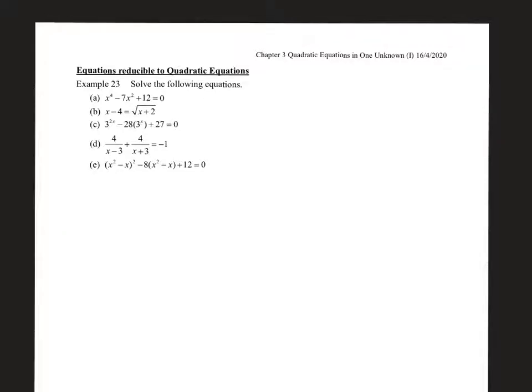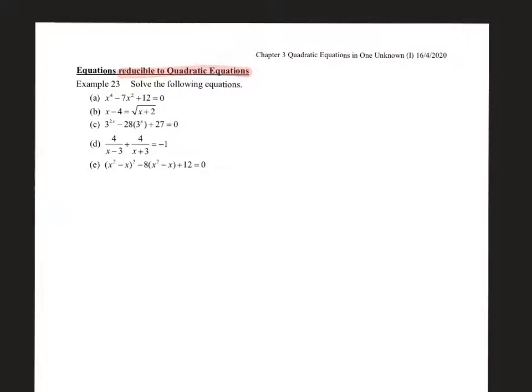The last part here we'll be talking about equations that are reducible to quadratic equations. So let's take a very quick look at the questions. Can you recognize any of them as quadratic? No, I don't think so. For example, A is power 4, B is a square root, C is an index, D is a fraction, E is messy, right? You see that none of them looks like a quadratic at first impression.